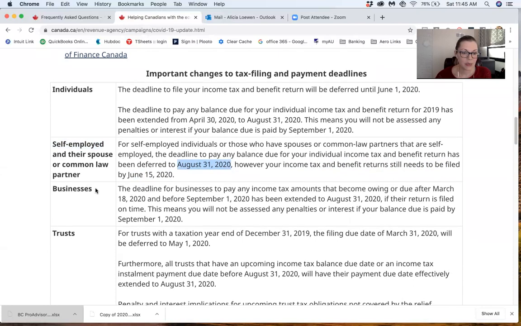And then businesses, this would be referring to incorporated businesses. So if you have corporate income tax that becomes owing after March 18th and before September 1st, so let's say you have like a spring or summer fiscal year end and you'd normally be paying your taxes at that time, the deadline for you is extended to August 31st if your return is filed on time. Okay, so you still need to file it on time, that's important, but then you won't be assessed penalties or interest as long as your balance due is paid by September 1st of 2020.